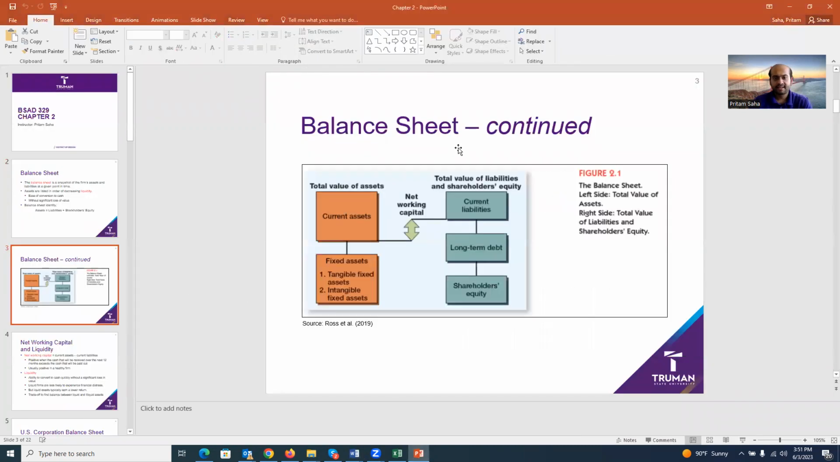Now, a typical balance sheet should look like this. On the left-hand side, we record all the assets. On the right-hand side, we record all the liabilities. When we record assets and liabilities, we have to be careful, cautious. On top, liquid assets, current assets should be listed. When you say current assets, it means the value of the asset can be converted to cash very easily.